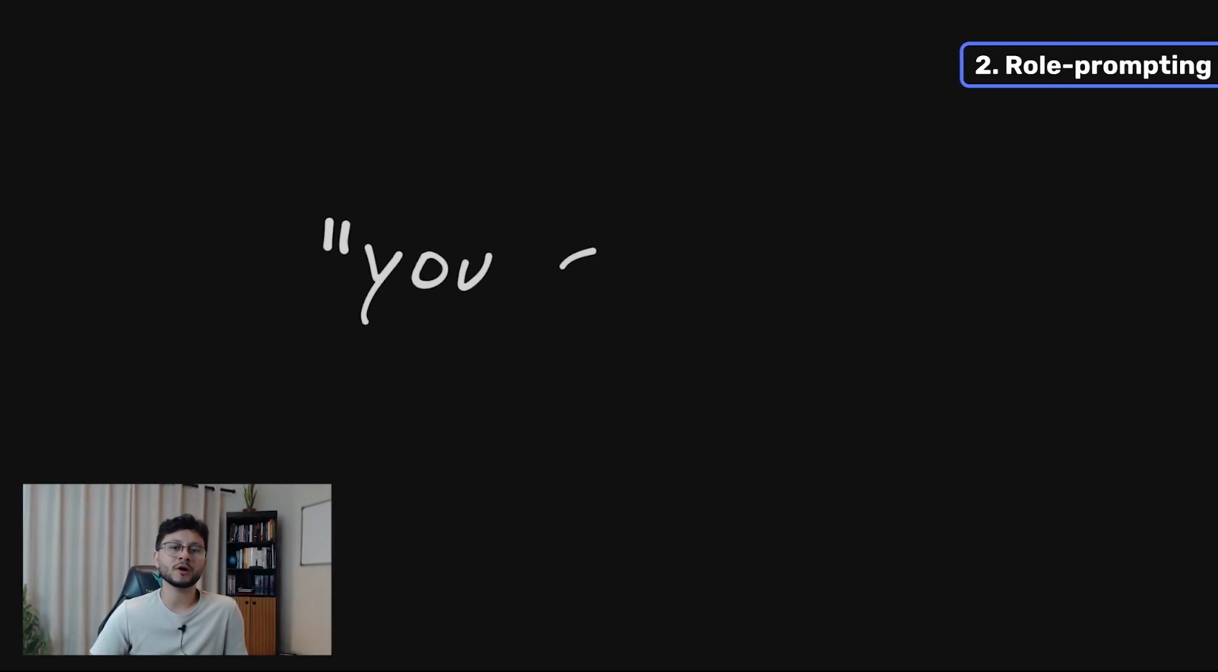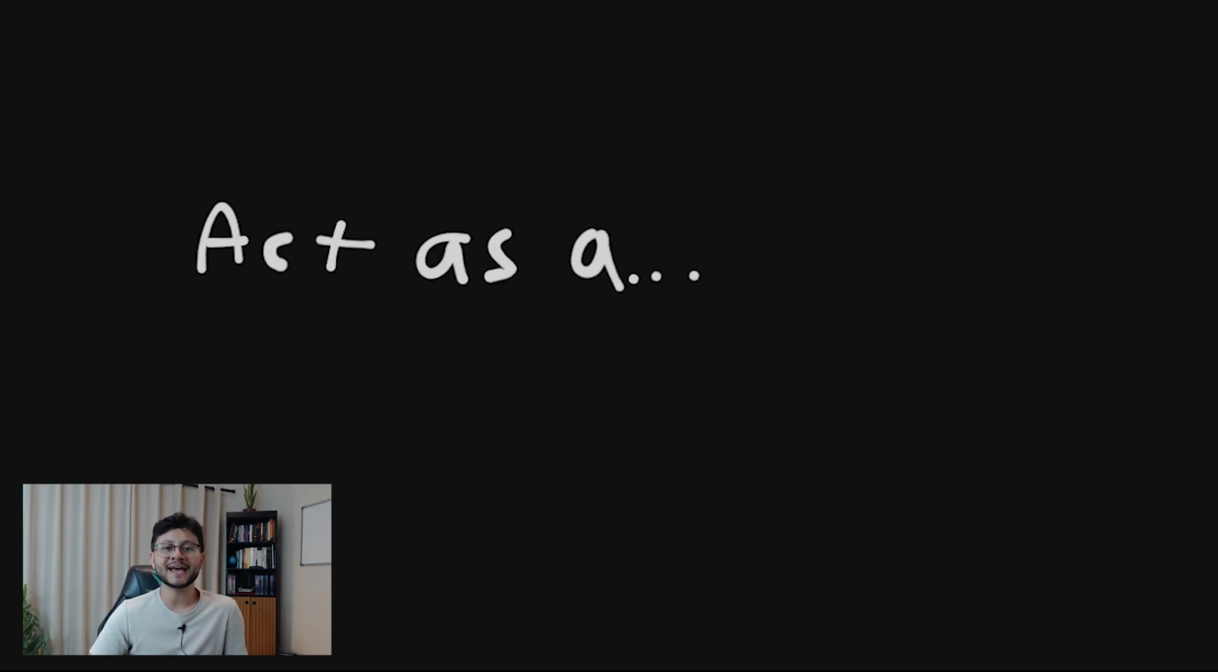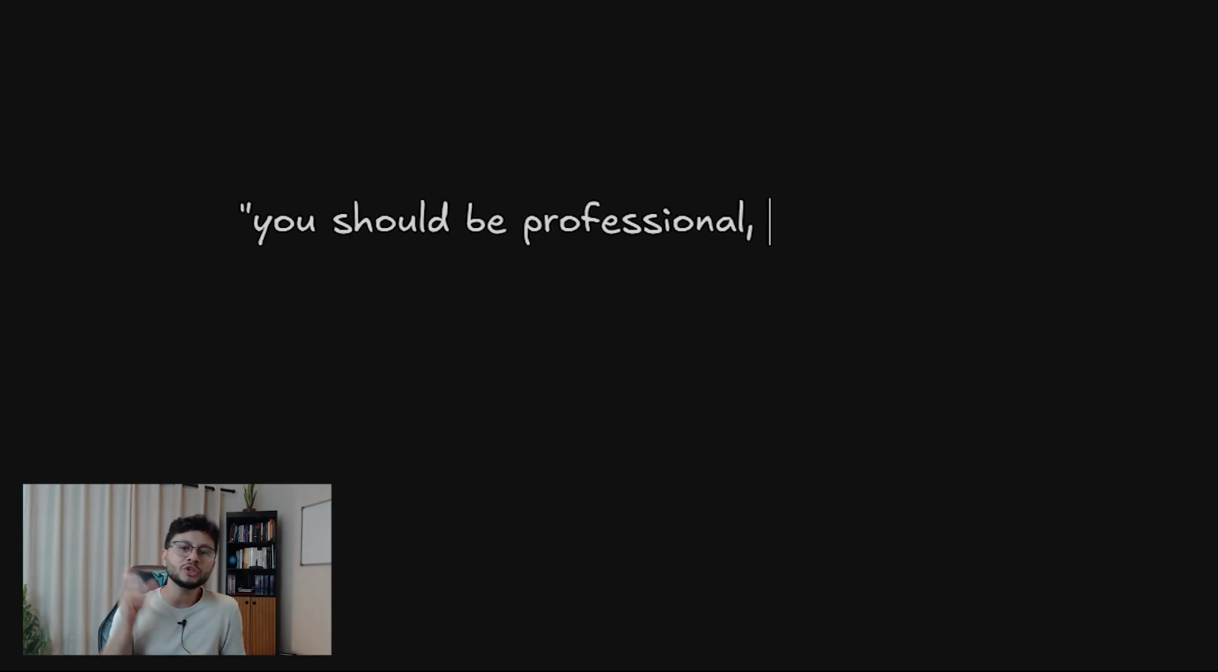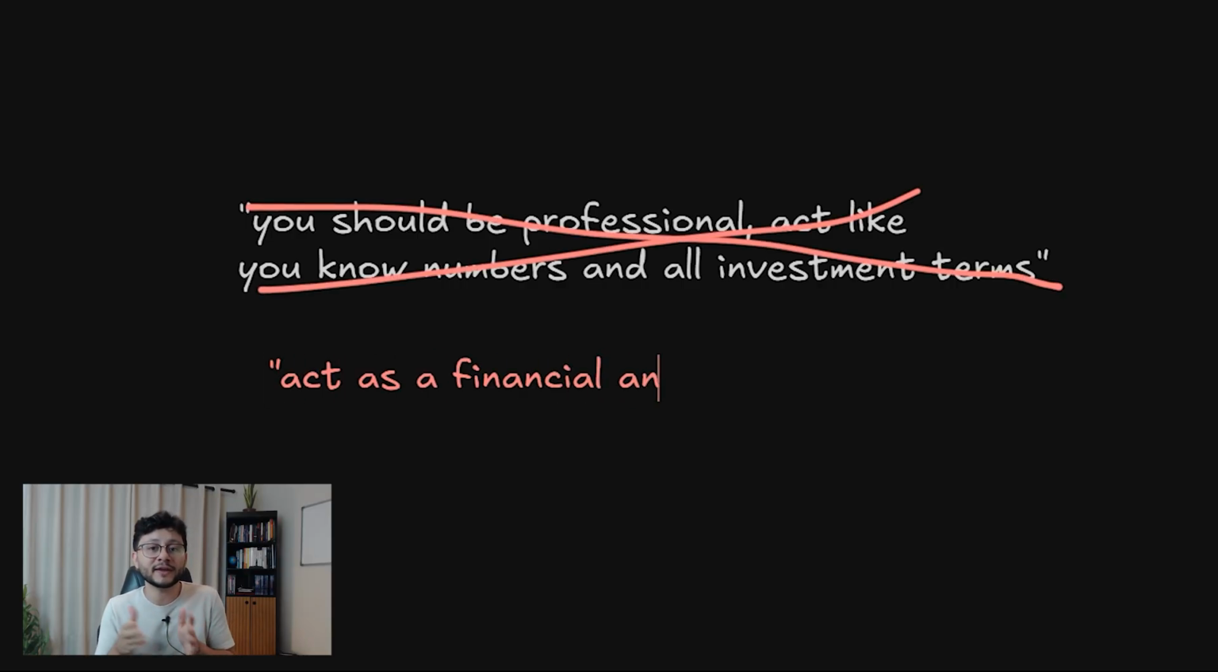Next is role prompting. This method alters the tone, style, and content of a model's response by instructing it to act as a professional, a character, or an entity. For example, instead of writing, "You should be professional, act like you know numbers in all investment terms," just say, "Act as a financial analyst."